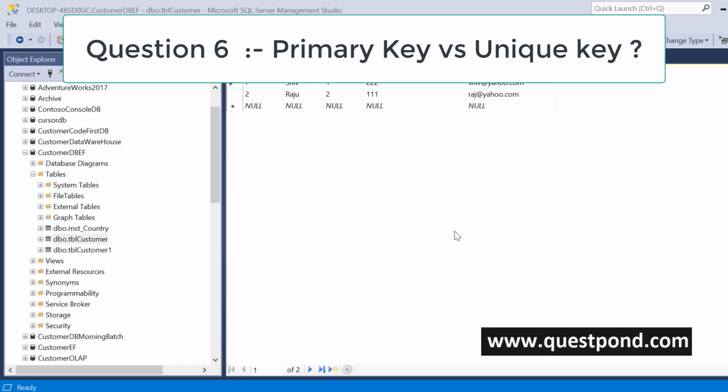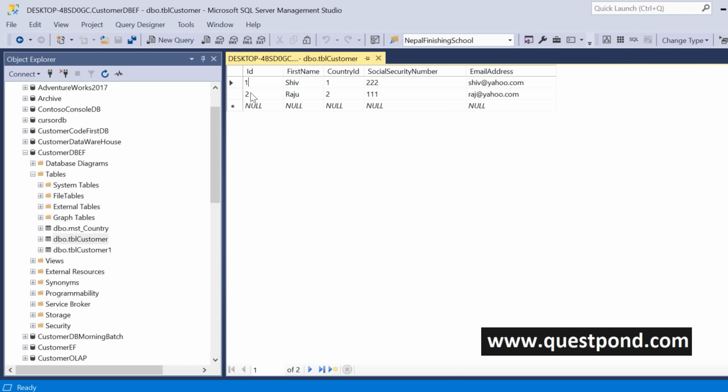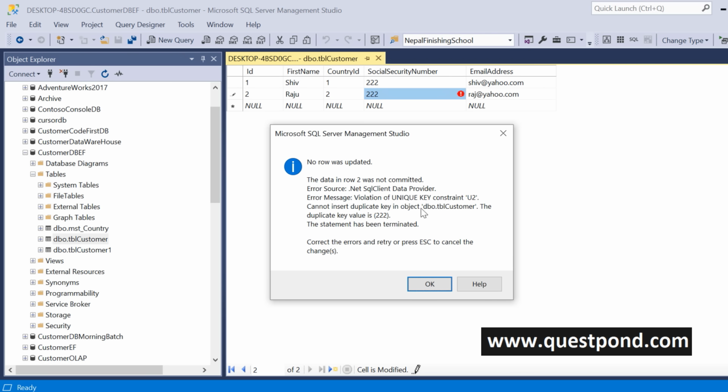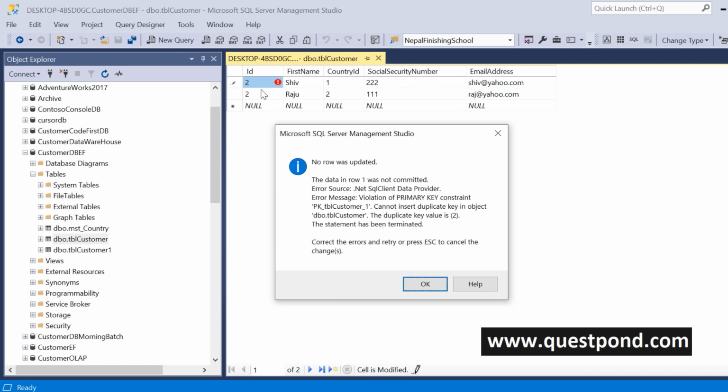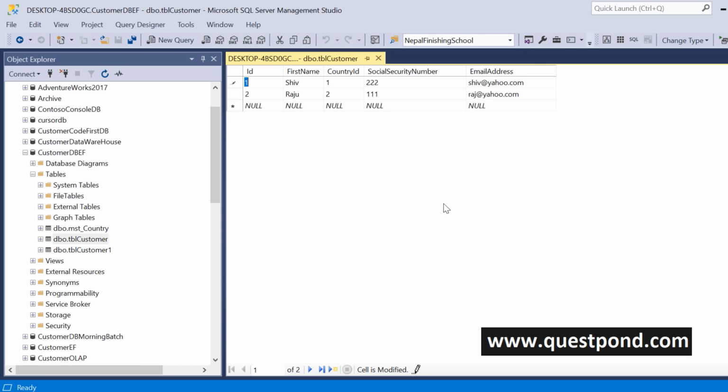What is the difference between a primary key and a unique key? First thing, primary key and unique key both ensure that we do not have duplicate values. For example, you can see in this table we have this ID, which is a primary key, and we have this social security number, which is a unique key. So both of them do not allow duplicates. If you try to put a duplicate here, you will get an exception saying unique key error. If you try to put a duplicate here, you will see a primary key error. So duplicates are not allowed in both the columns.